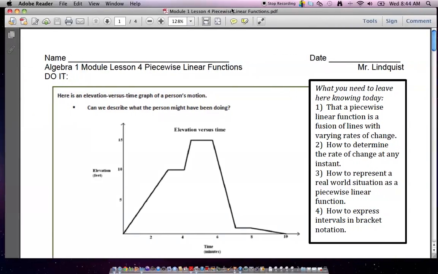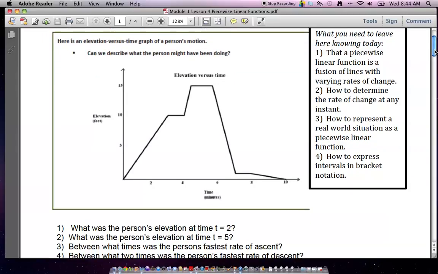So, all right. Now, the do it question for today. Here is an elevation versus time graph of a person's motion. Can we describe what the person might have been doing? Who wants to describe it? And I like a flair for personality here. I like fun things.